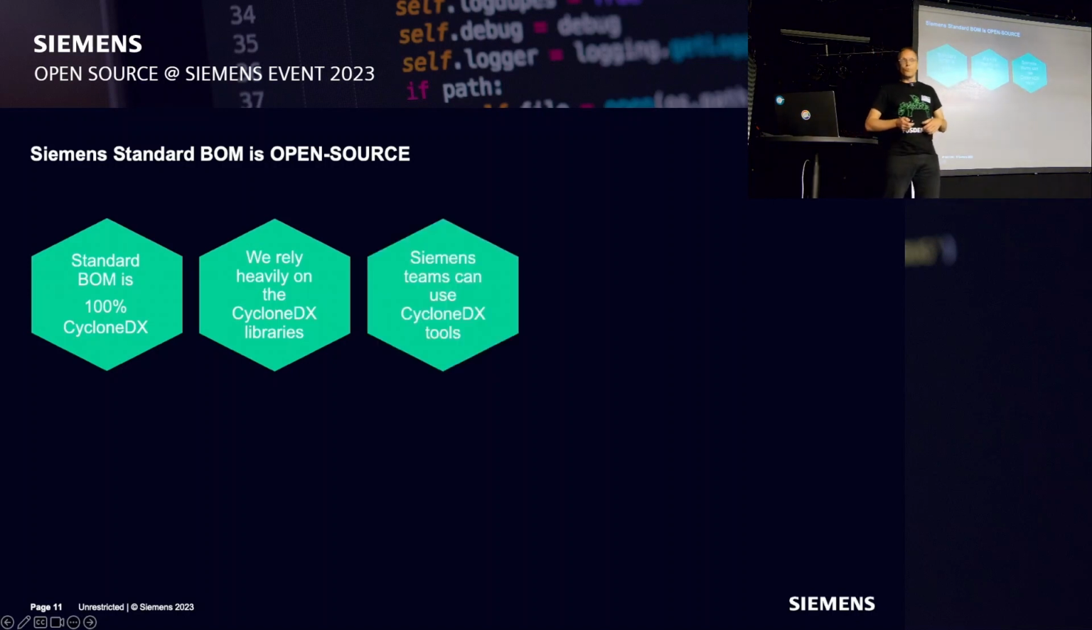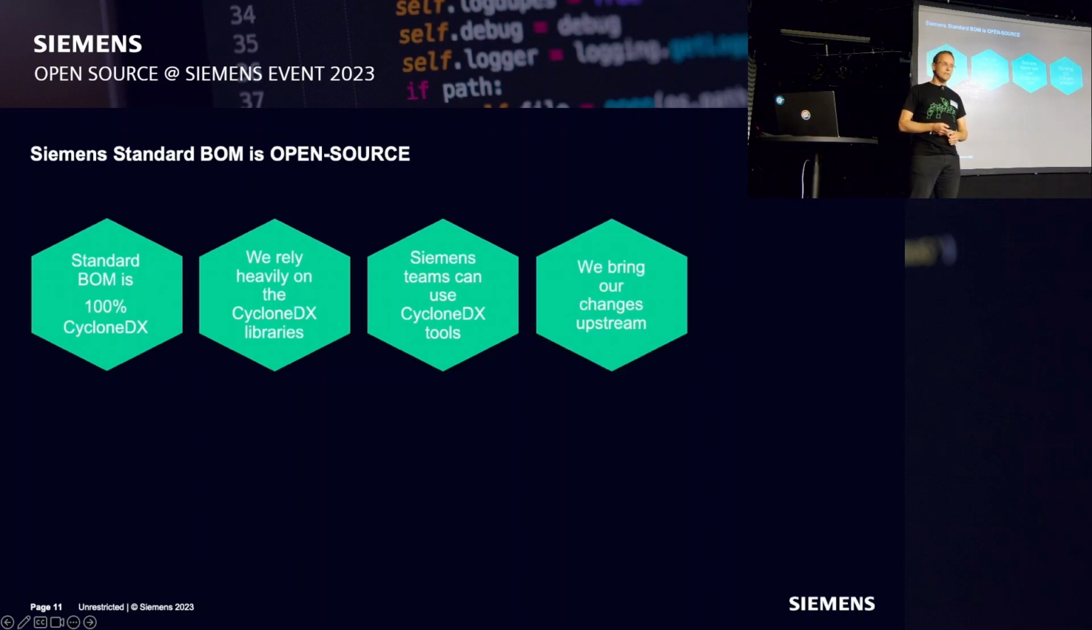And we also tell the Siemens developers, look, maybe we have our own scanner to do some work, but if we don't have our own scanner for your software ecosystem, just look out what's available on Cyclone DX, what kind of open source tools exist to create such an SBOM. And we try to bring all our changes upstream.